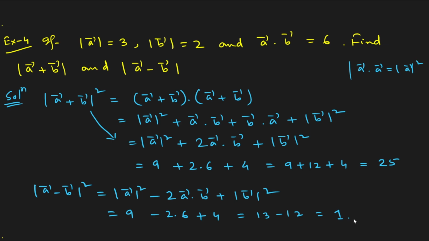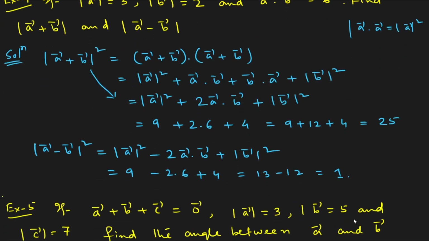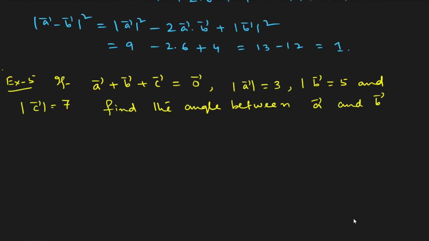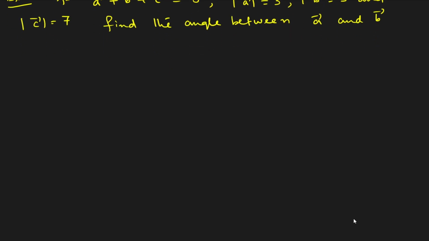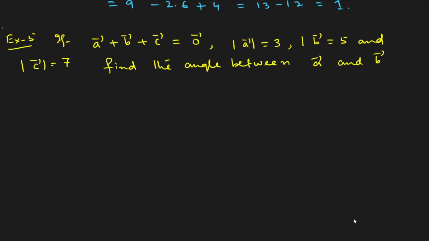So I think by this particular time you know that the problems are very easy. Okay, let us take one more. Here what is given? a bar plus b bar plus c bar is how much? 0 bar. Okay, a bar plus b bar plus c bar equals 0 bar. Mod a is given, modulus b is given, modulus c is also given. We have to find the angle between a bar and b bar.